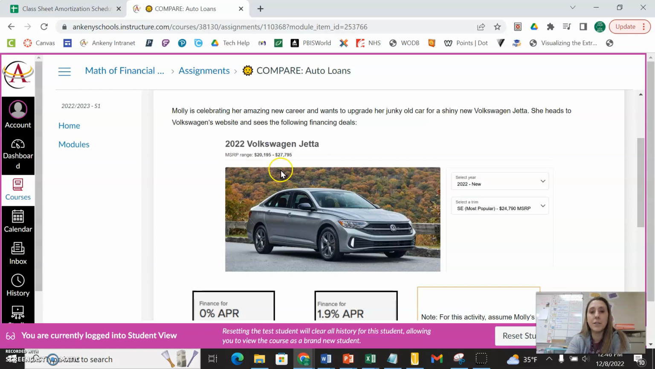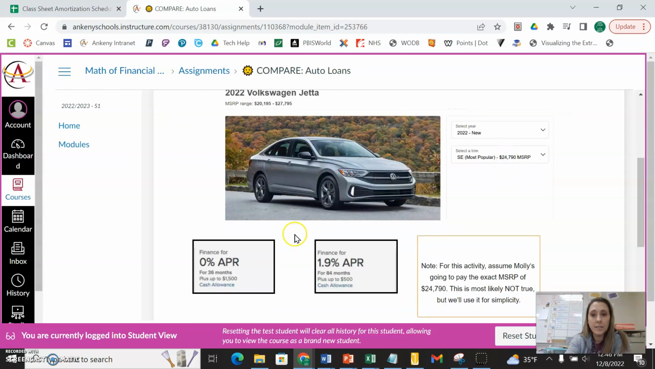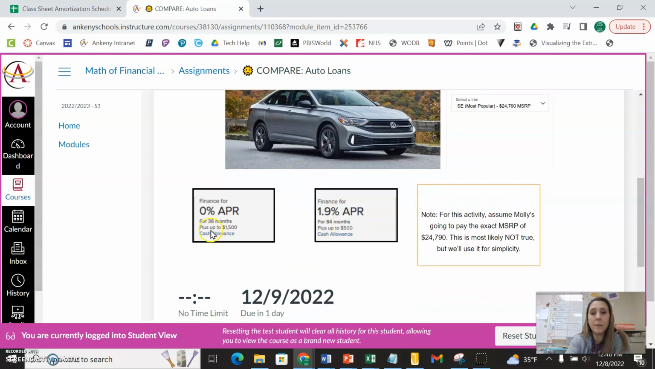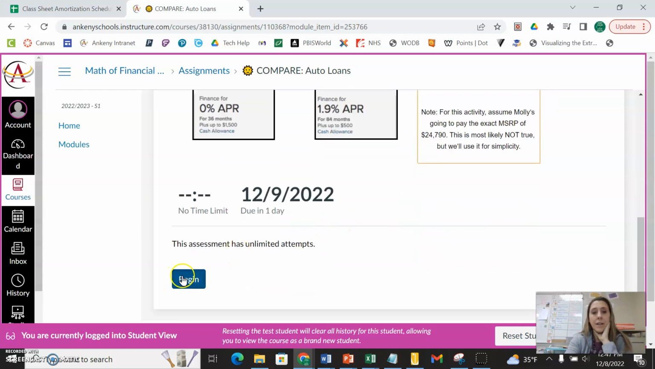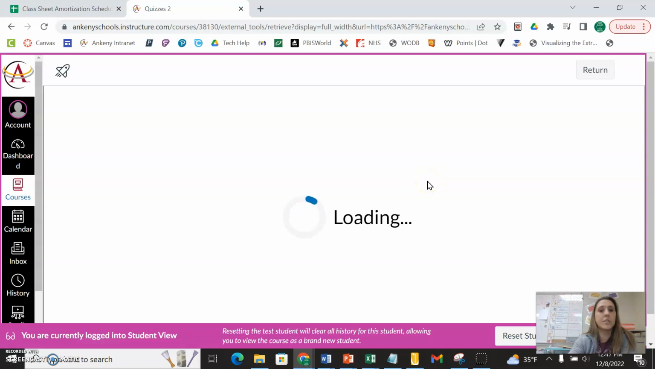Molly is celebrating her amazing new career and she's upgrading to a shiny new Volkswagen Jetta. So this is the vehicle. We are going to be comparing these two loans. There will be another loan that we will be comparing. So what we'll be doing is just thinking.